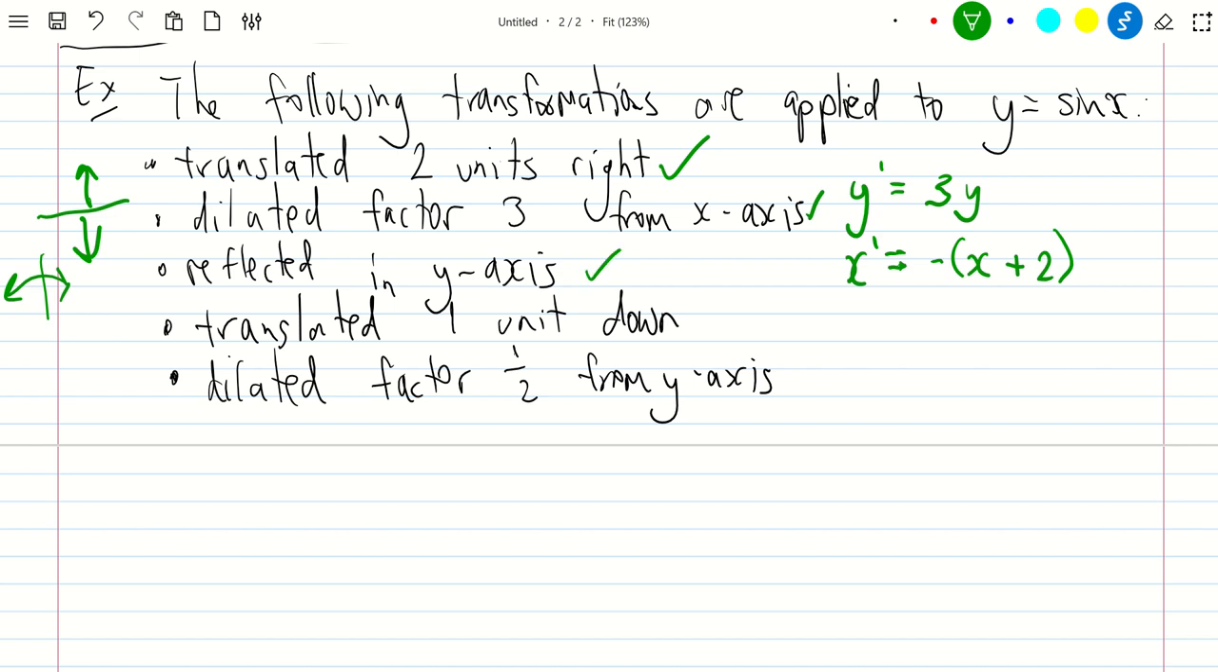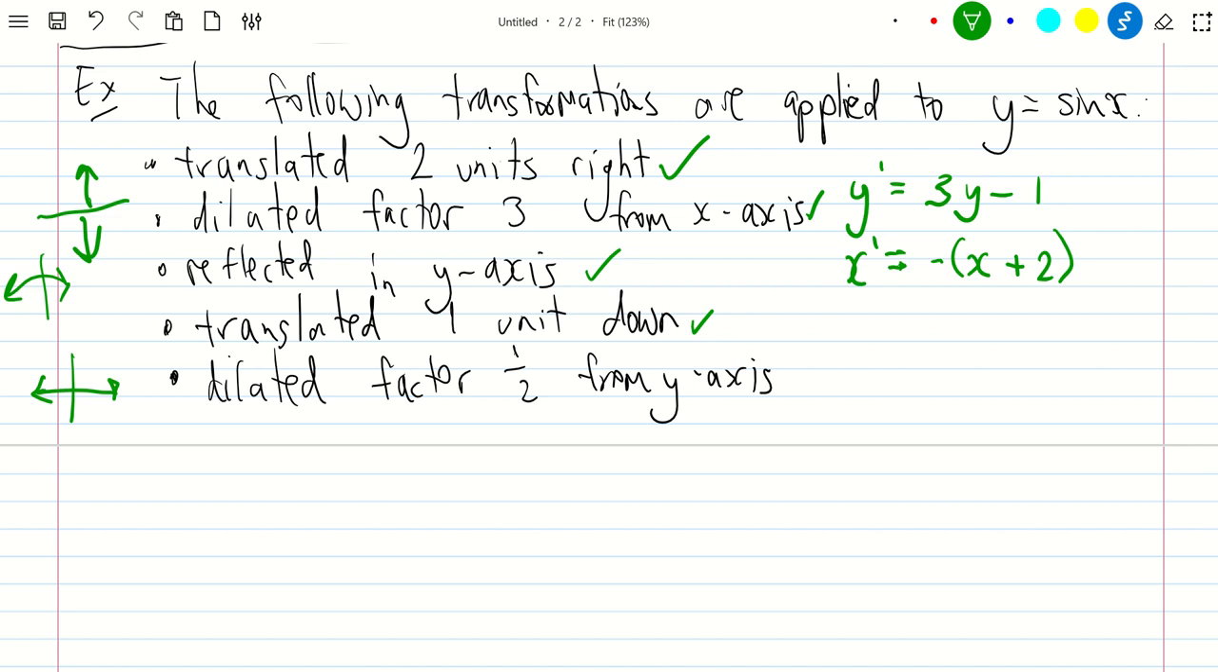Translated 1 unit down, that's affecting the y value, so y is going down, so I'm going to subtract 1 from my y values. There we go, that is done. And lastly, dilated by a factor of half from the y-axis. So what's happening is that's sort of getting stronger. That's not the way I drew it before, so I'll stay consistent. It's getting a factor of half from the y-axis, so that means it's affecting the x values.